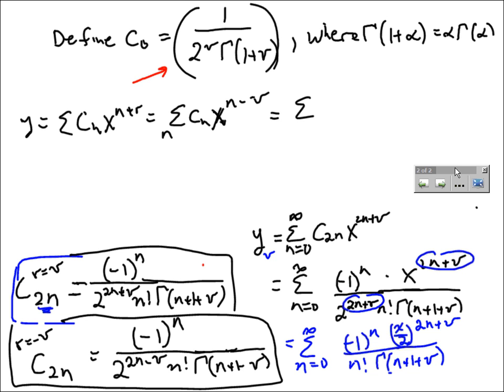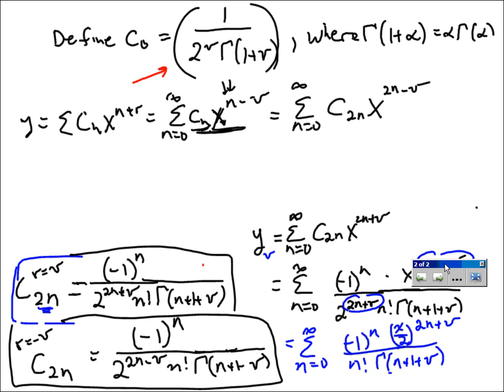But we don't just want n, we don't want the odd subscripts. So instead of calling C sub n, I'll call it C sub 2n. But we want those to only be even too. Because when n is odd, this is 0, so the whole product is 0. So we only want when n is even. So we have 2n minus v. And if we do like we did below, we'll call it y sub negative v.